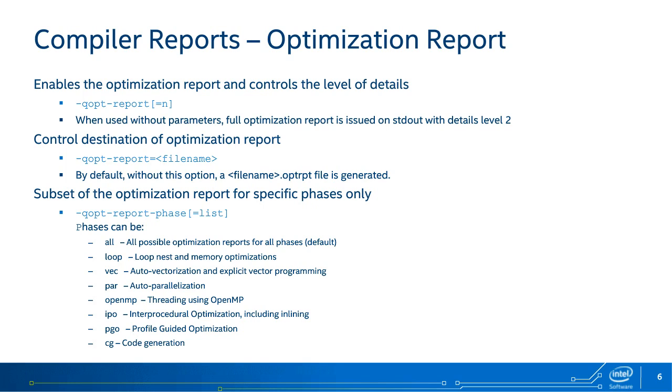Note that in the past we had another option called OptReport, which is now deprecated, and we had a Vec report as well. Now it is all replaced with only one option, OptReport, and you can control the phase explicitly. So Vec report is replaced with the option OptReport phase Vec now.